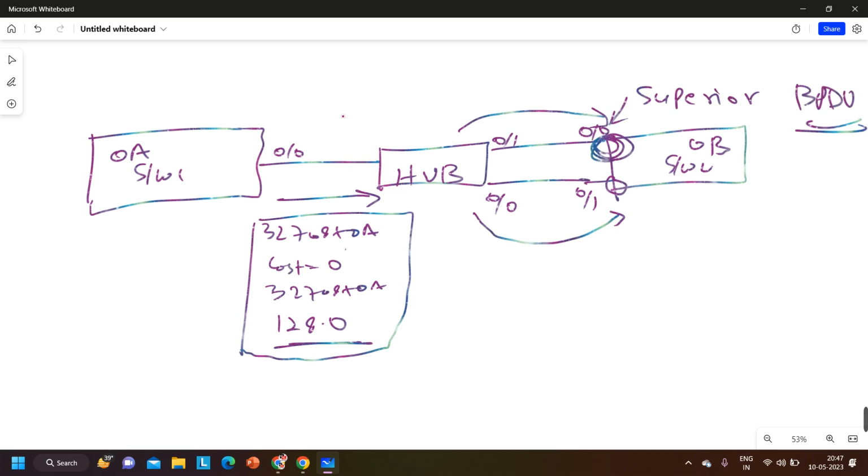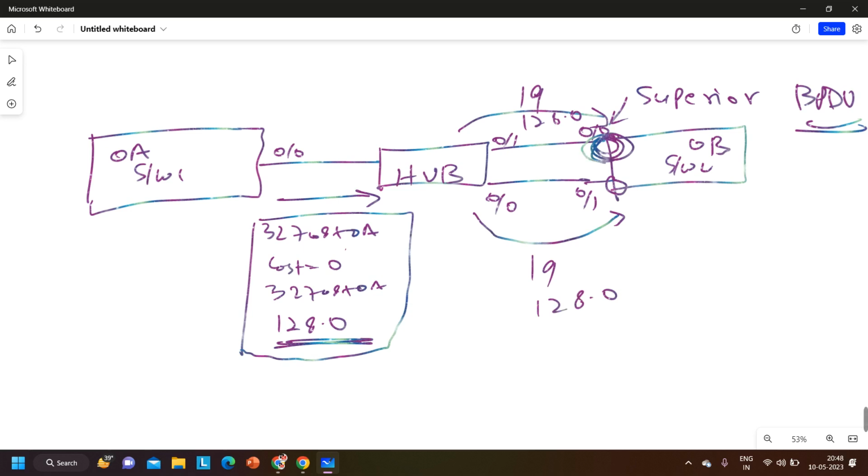Done, guys? The cost will be the same, 19 over here, 19 over here. The sender port ID will be 128.0 over here also, over here also.